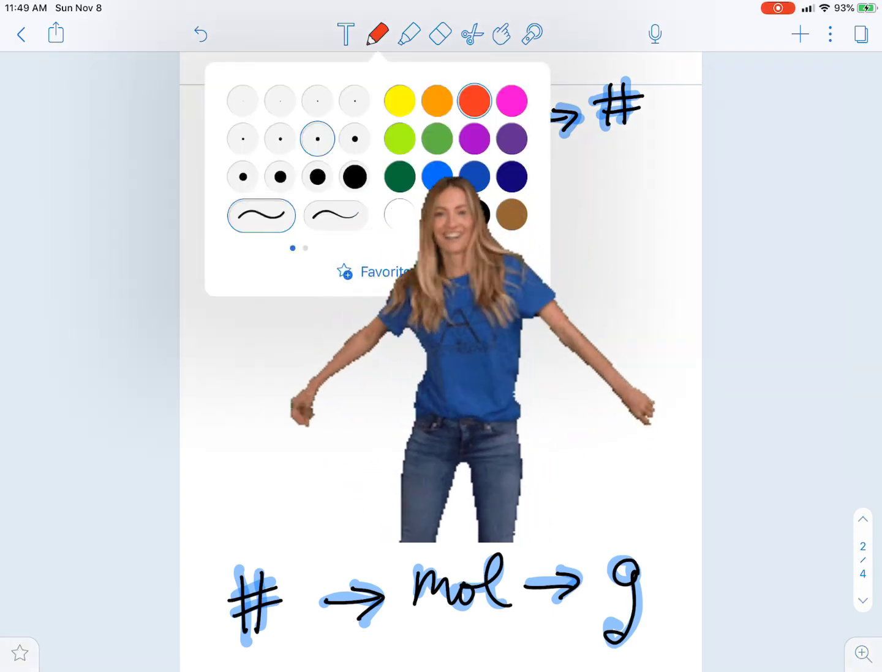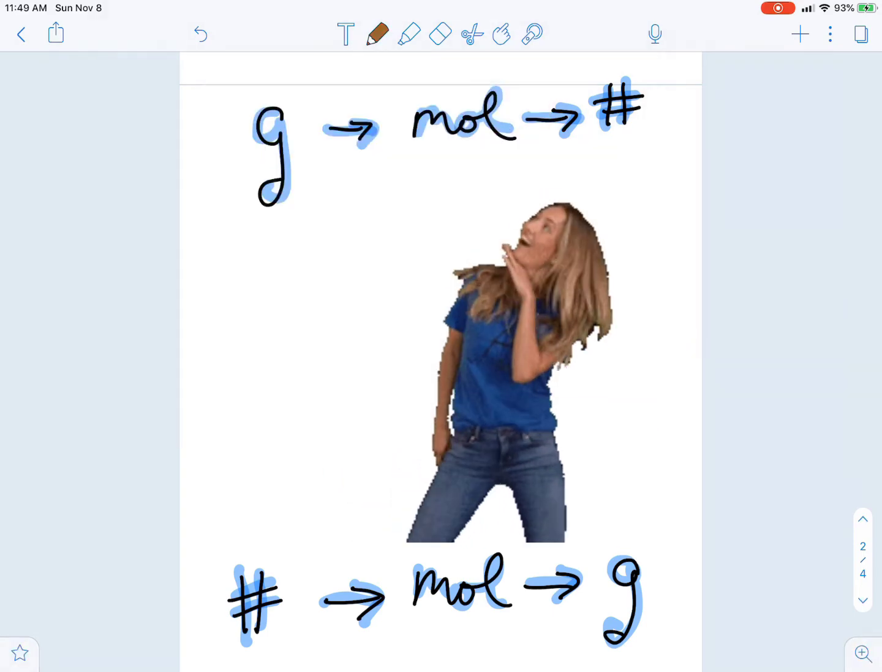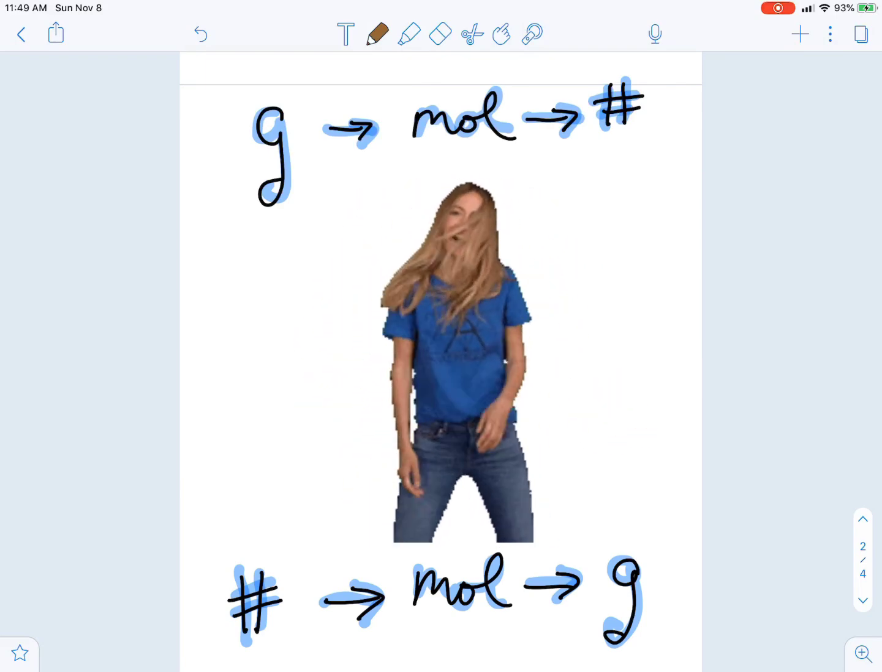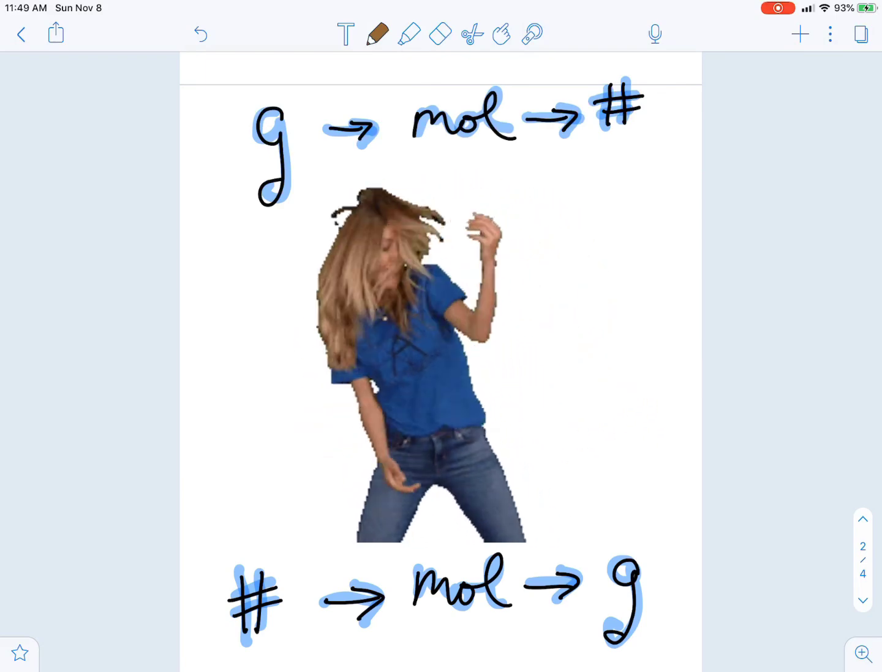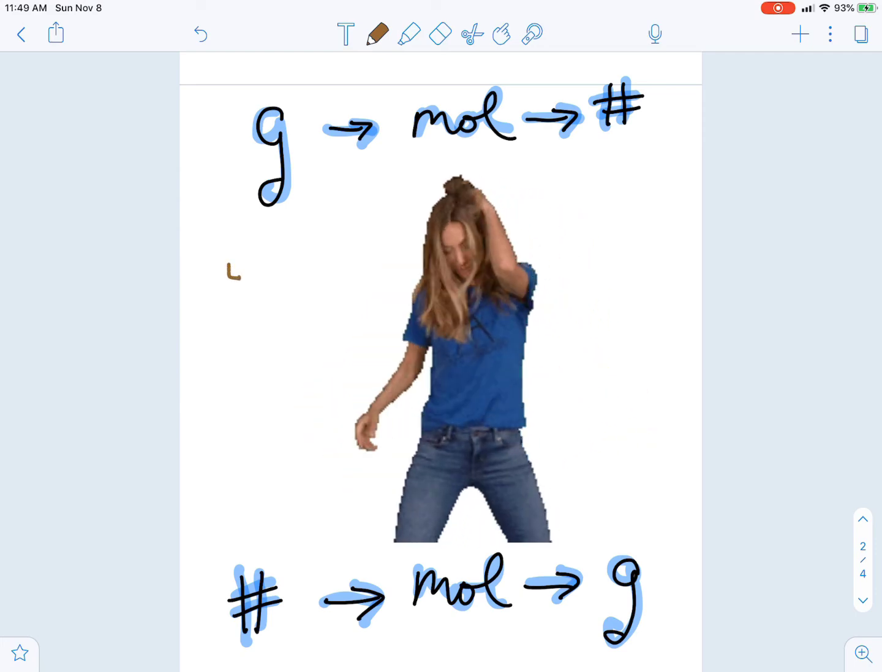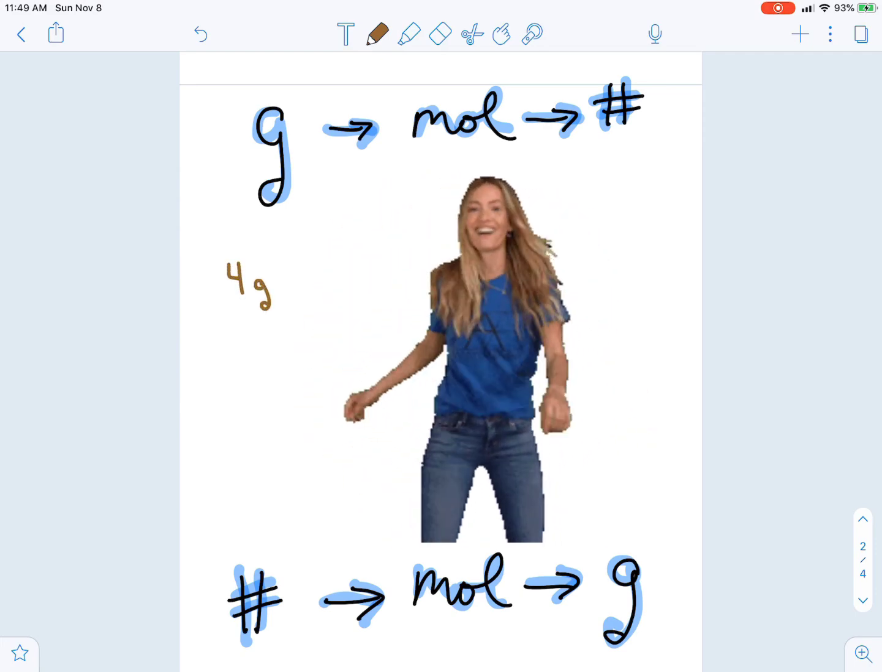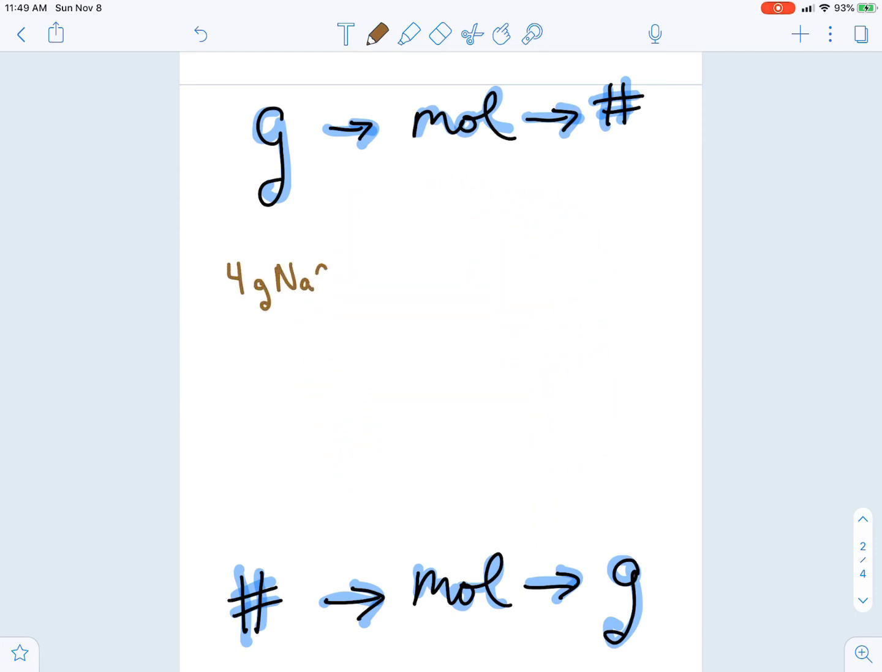So let's go to, what do you think? Brown? Okay, we'll do it. So we're going to make up a number here. We're going to say that we have 4 grams of NaCl.